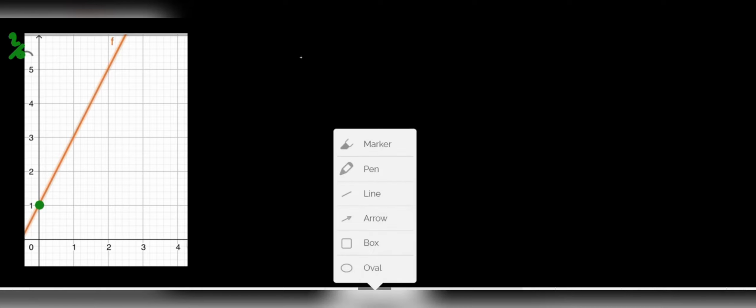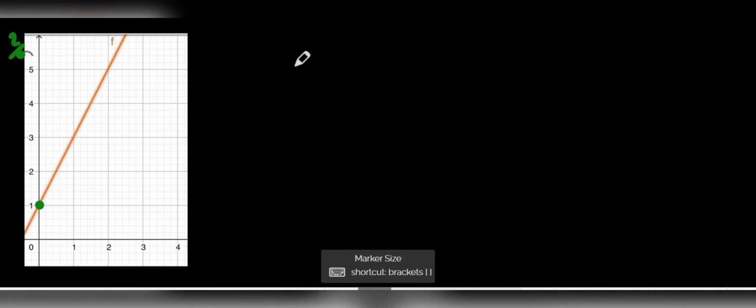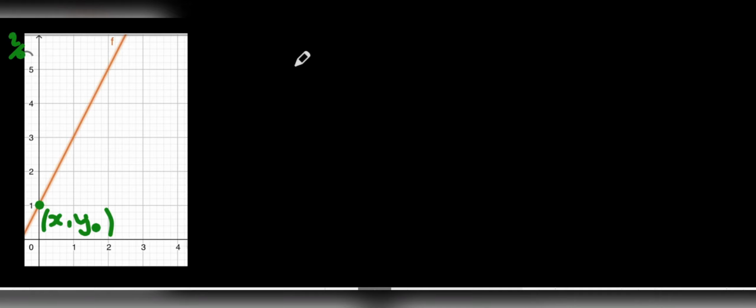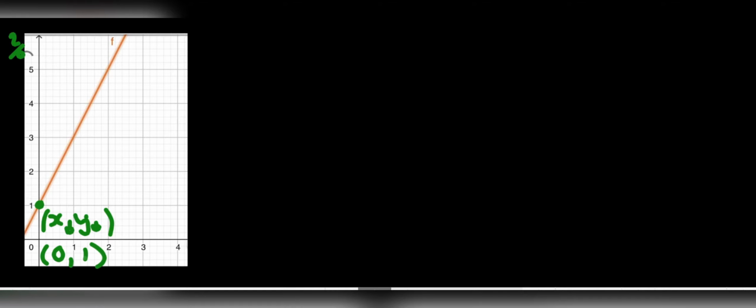And of course, in doing so, let me just switch my marker. I'm going to first label my point. This is my x1, y1 point. And this point is given as 0, 1. I'm going to take my point up here, second point, which is my x2, y2 point.